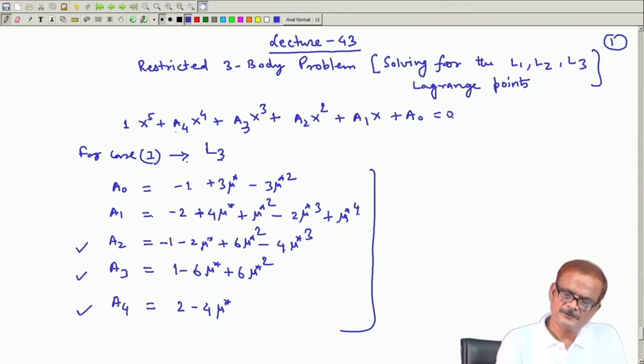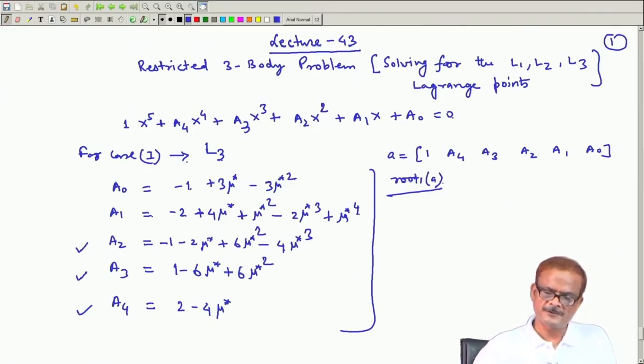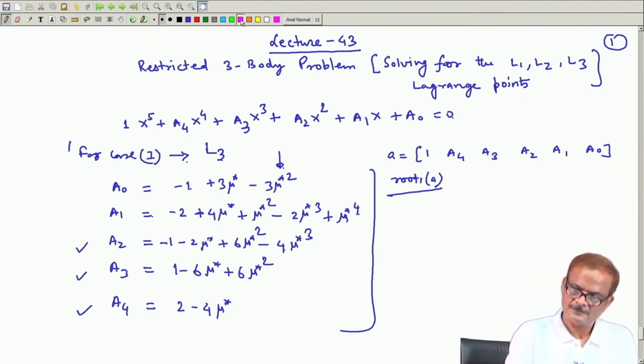So, in MATLAB you can use this to solve it. You have to define the coefficients. Let us say you write a, with the coefficient 1 related to x to the power 5, then a4, a3, a2, a1 and a0. Define it like this and thereafter use the command roots(a) to get the corresponding solution. It will depend on the value of mu star; depending on how much mu star is, you will get the solution. So, this is for case 1, which is related to L3.